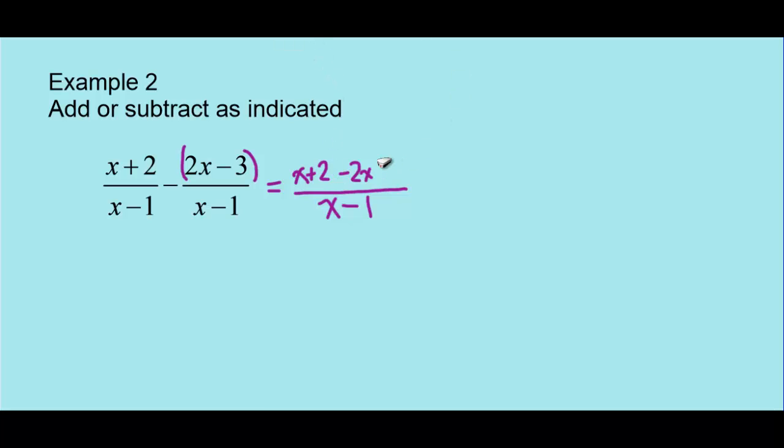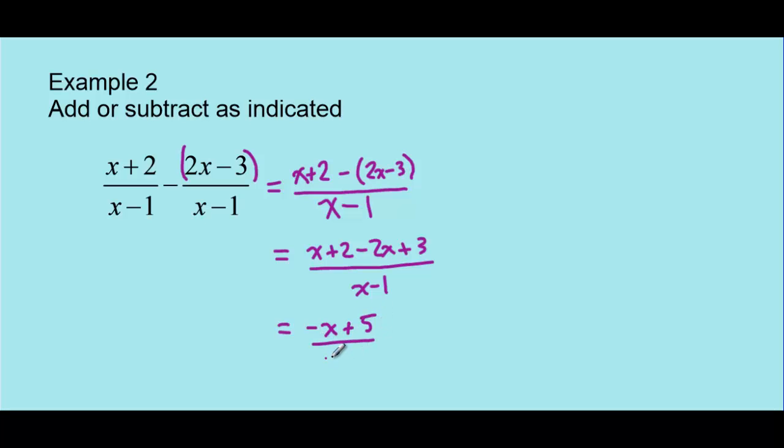So we're going to want to adjust this by saying we're going to subtract not just the 2x, but that entire bracket, minus 2x subtract 3 in brackets. When that simplifies, we'll have an x plus 2 minus 2x plus 3, because we have a subtracting a negative there, over x minus 1. And then clearing up the numerator, x minus 2x is negative x, 2 plus 3 is 5. So we have negative x plus 5 all over x minus 1.